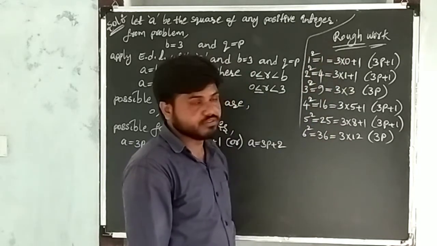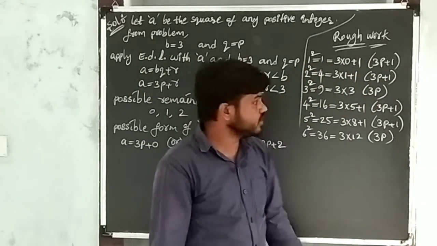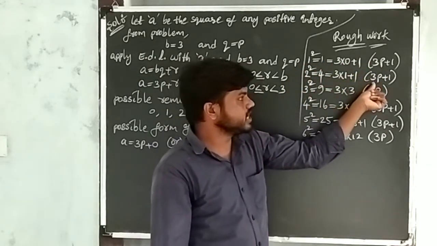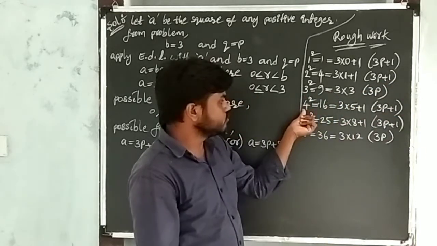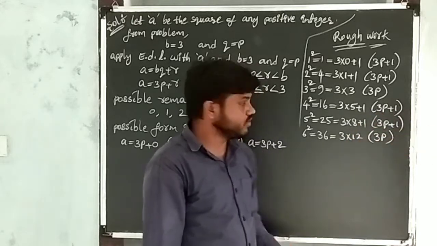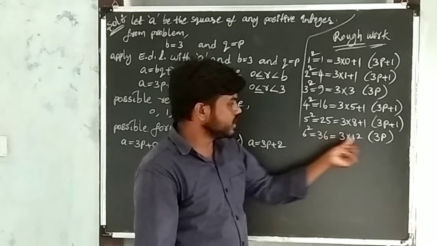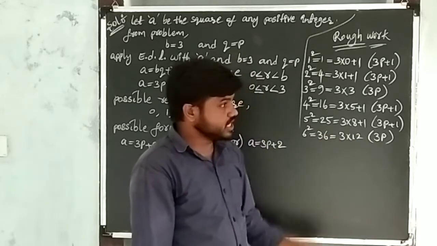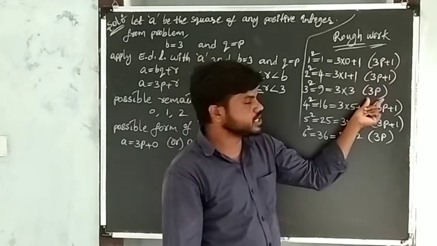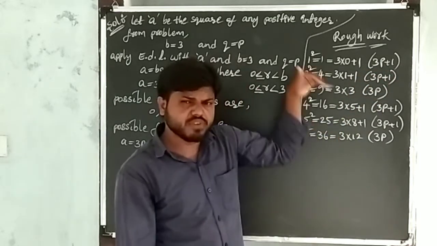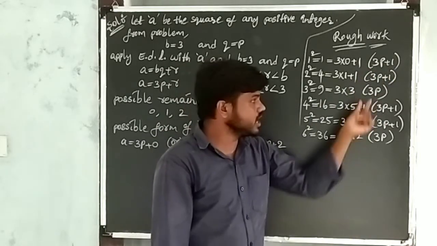See, from this rough work we can say 1 square we are getting in 3p plus 1 form, and 2 square we are getting in 3p plus 1 form. 3 square we are getting in 3p form. 4 square we are getting in 3p plus 1 form. 5 square we are getting in 3p plus 1 form. 6 square we are getting in 3p form. See, square of any positive integer is of the form 3p plus 1 or 3p.